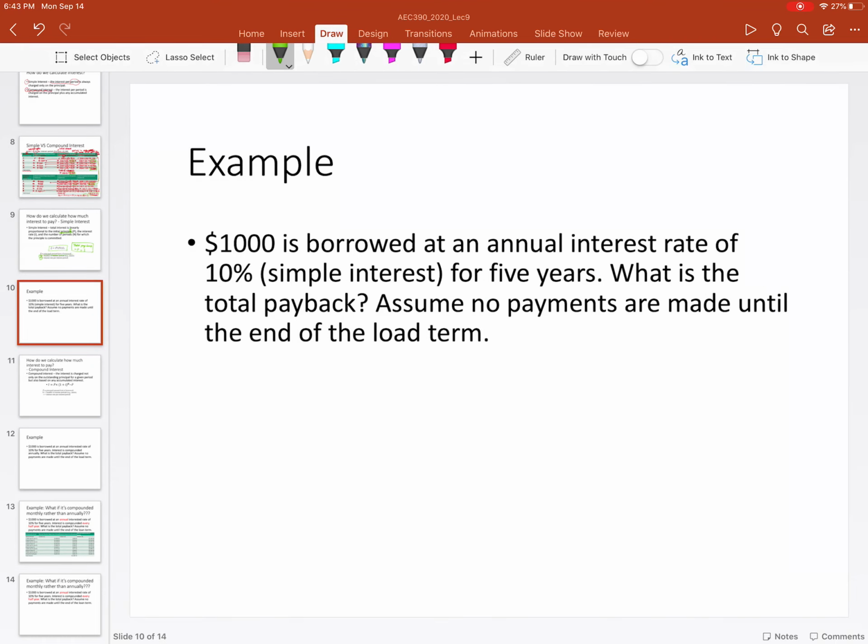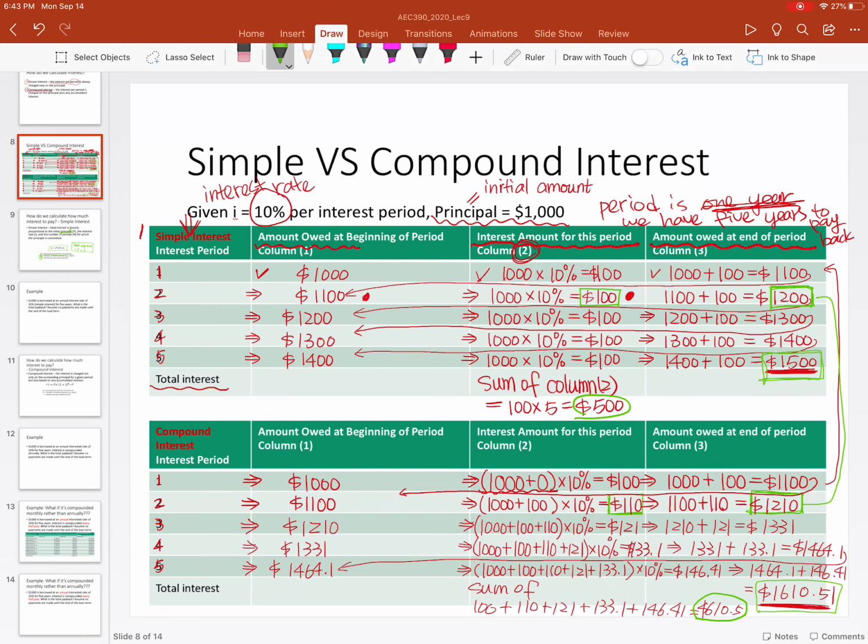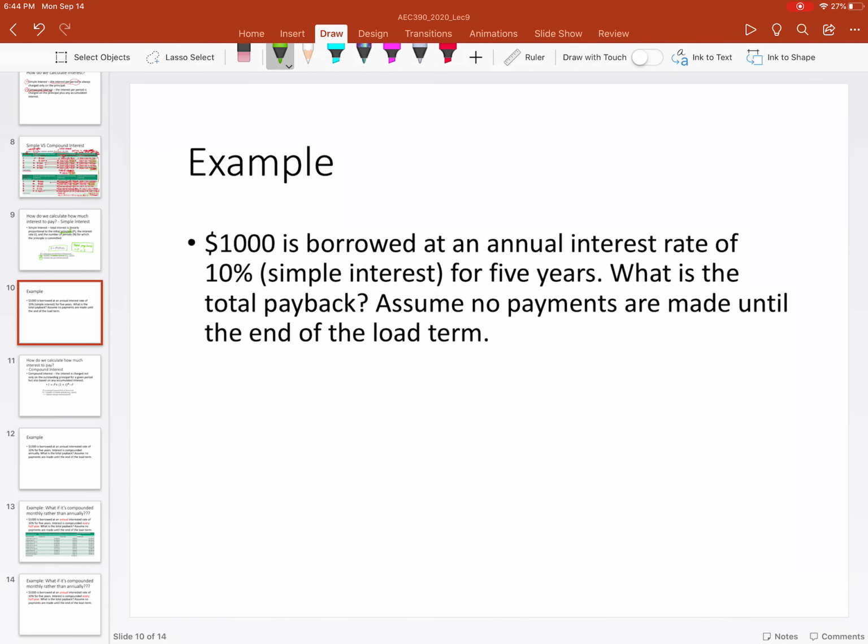Keep that in mind. And now let's take a look at this. This is exactly the same example as in our first table. We just want to prove that, using the equation, you're going to get the exact same results. So 1,000 is borrowed at an annual interest rate of 10%. And here we said it's simple interest.